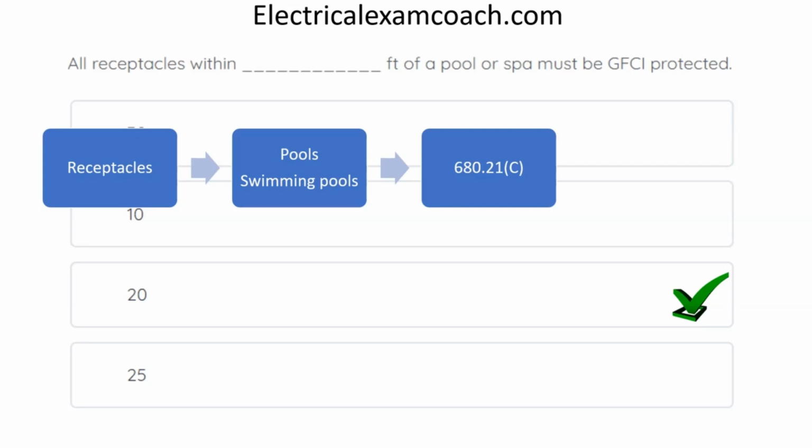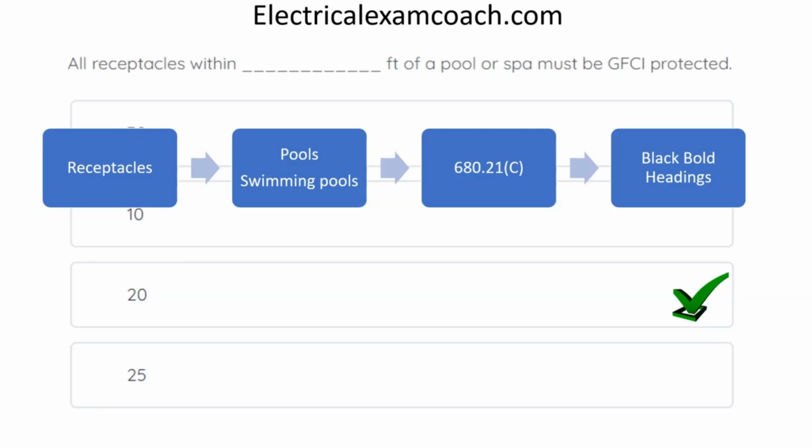But I feel like we're in the right section of the code book, so now we're going to start looking at the black bold headings to see if we can pull out some of our other keywords. And we look, black bold heading, no, circulation systems, other receptacles, there's a keyword. And then the next one, sure enough, in a black bold heading is GFCI protection.